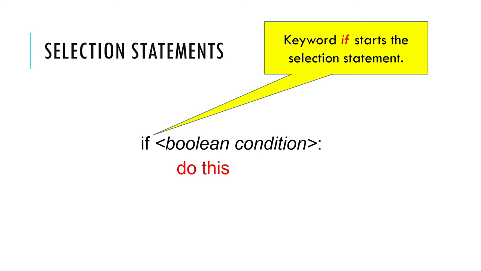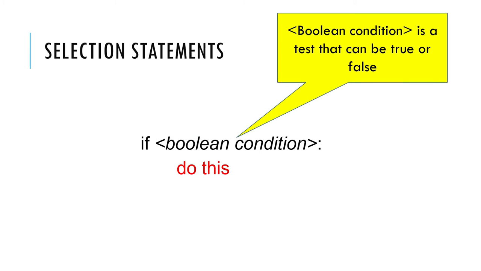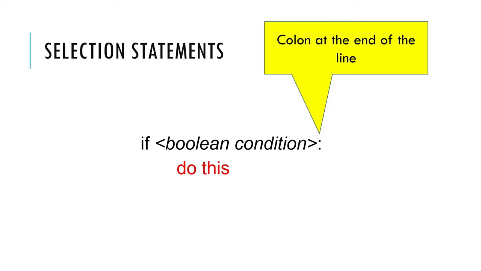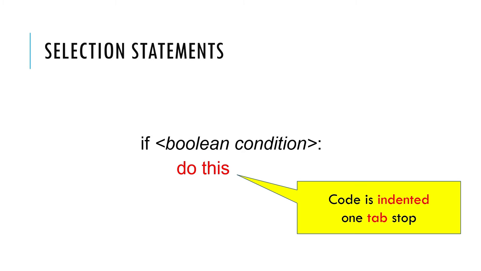Now, when you code selection statements in Python, we start the selection statement off with the keyword if. We then have a Boolean condition, so this is one of these tests like the ones we've just looked at that can either be true or false. We then follow that with a colon. You notice there's no other code on that line. Then we have one or more statements after the if statement. So we have the if line, and then we've got this do this line. The code on the line that says do this will be run if and only if that Boolean condition is true. Notice how the code in the do this statement is indented by one tab stop. That's very, very important. So just press the tab button once and then write your code.